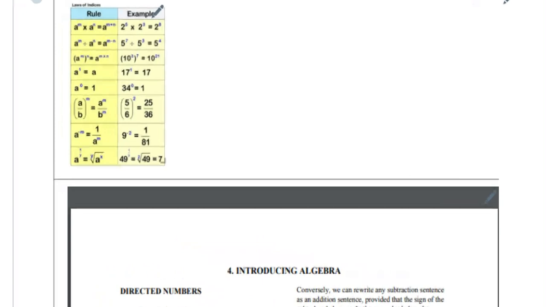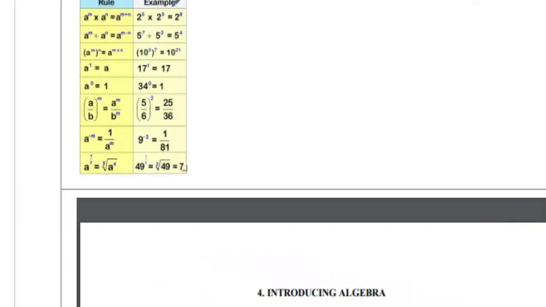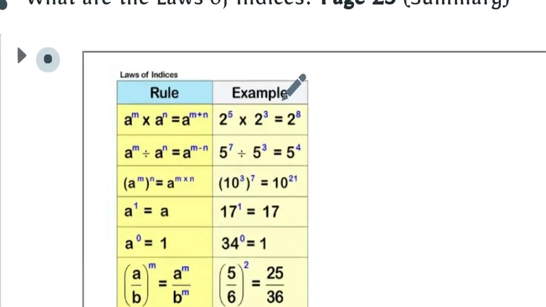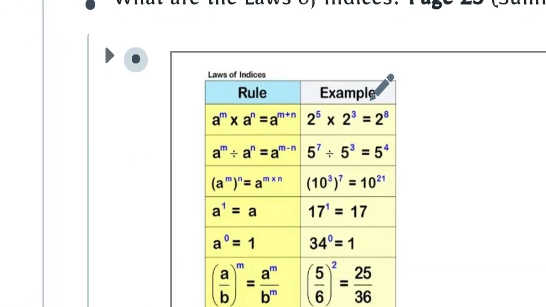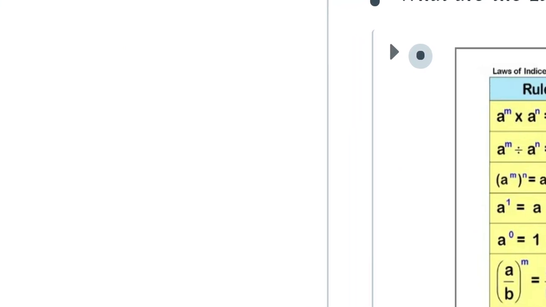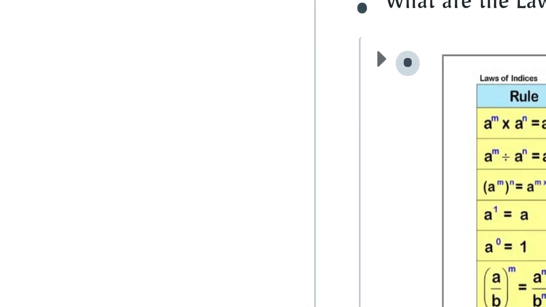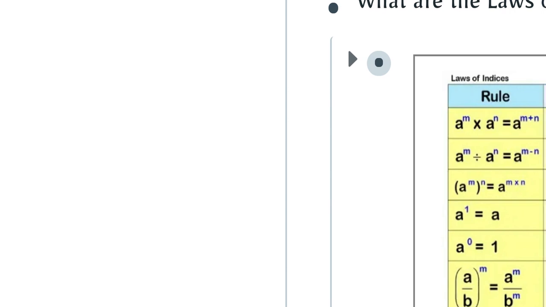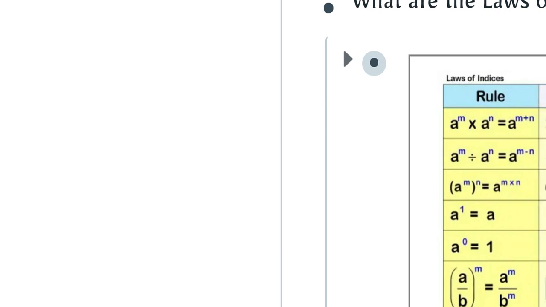We're gonna go over the different laws that we went through and make sure that you understand what you need to do. Let's go to the first law again. Can everyone see A to the M times A to the N? I'm gonna select each student, and you're just gonna tell me what it means. I can't scroll over yet because it shows the answer, but I want you to give me the answer before I scroll over.